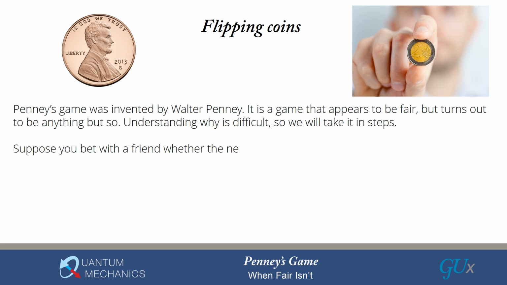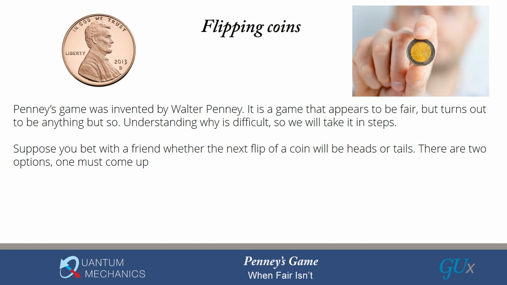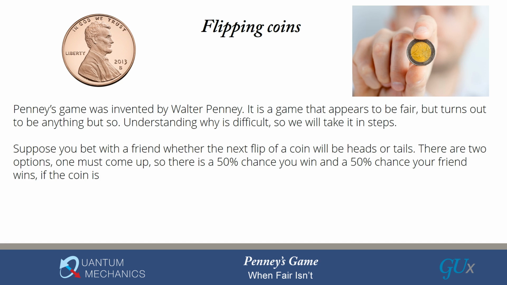Suppose you bet with a friend whether the next flip of a coin will be heads or tails. Now there are two possibilities that are going to occur. It'll either be heads or it'll be tails. There's a 50% chance that you'll win with heads and a 50% chance that your friend wins with tails if the coin is fair. And that exhausts all possibilities. And so this is a fair game.